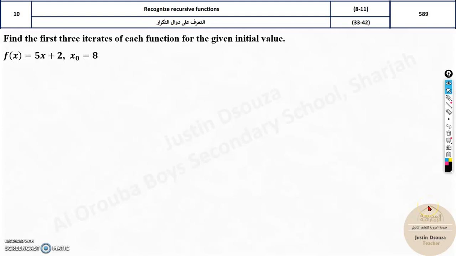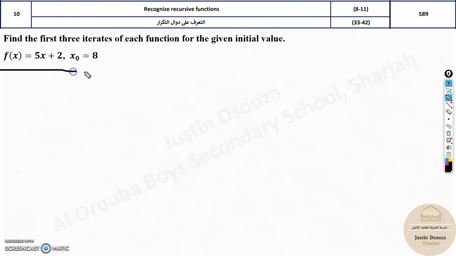The 10th topic is the last topic in part 1 of the exam scheme. It is to recognize recursive functions. They have told us to find 3 iterates of each function for the given initial value. Now, one thing they have mentioned, it's recursive. Recursive requires the previous term to go ahead. Now, iterates, first 3 iterates of each function. Basically, you're finding a function of its function.